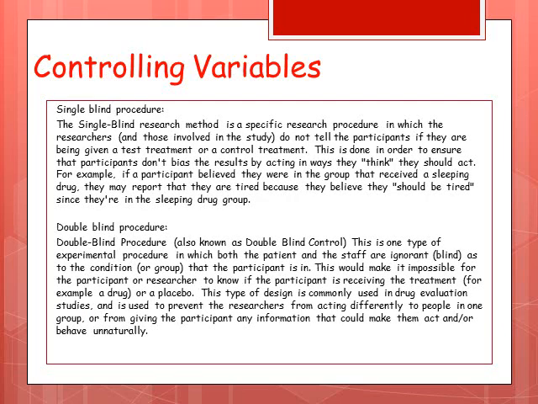Also, the use of single blind and double blind studies can help control variables. So the single blind is when the researchers do not tell the participants if they are in the test condition or the control condition. So that should reduce any demand characteristics, so they don't behave in a way that they think they should. Double blind is when both the participants and the researcher do not know what condition the participants are in. So again, that should reduce any investigator effects as well as any demand characteristics.